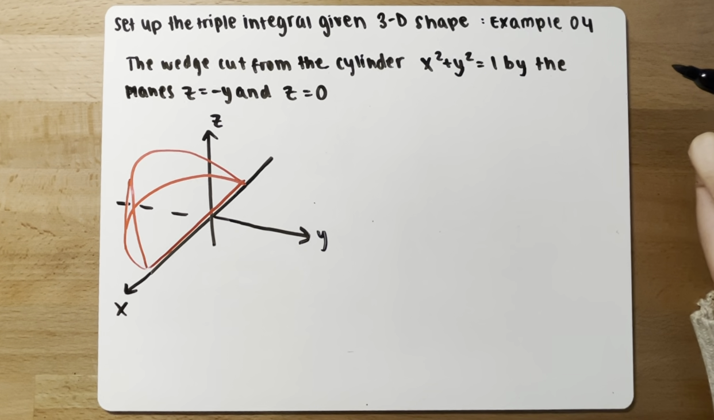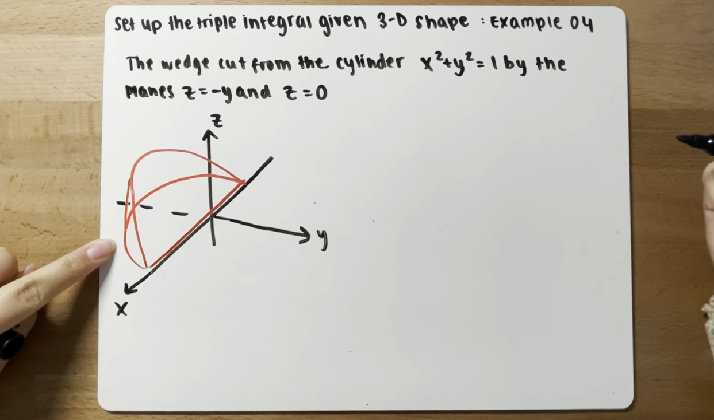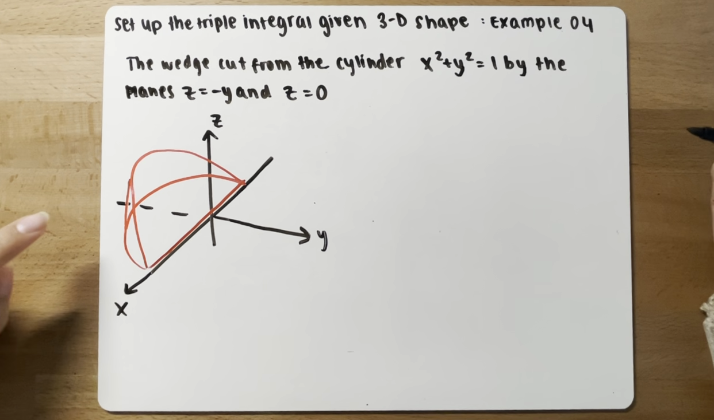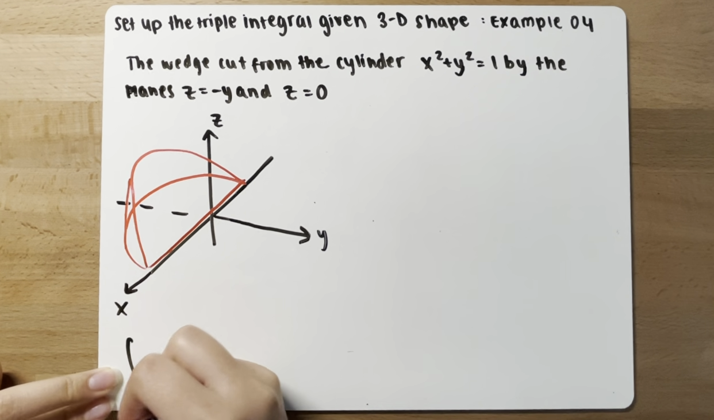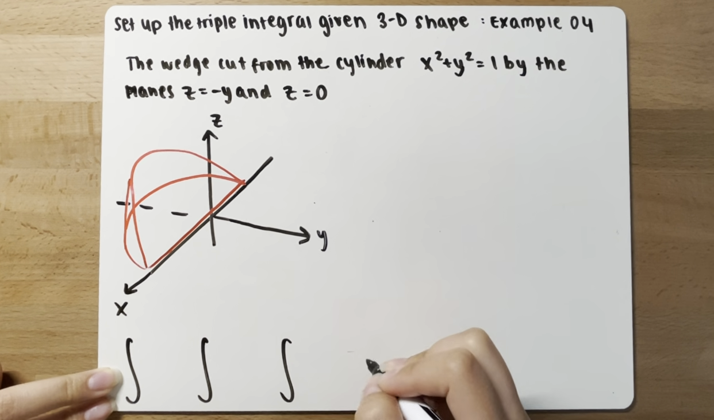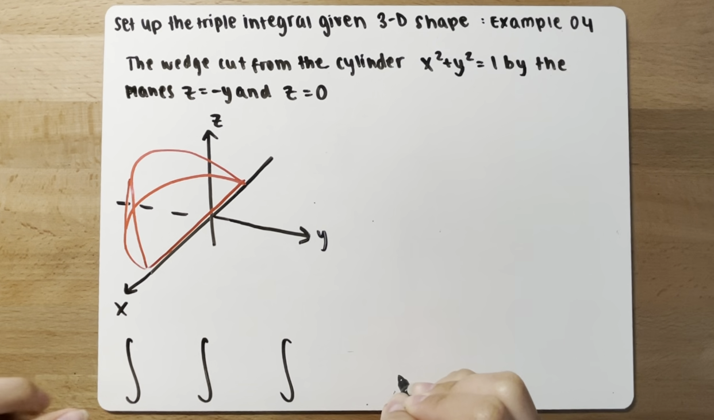In this video, we will do a fourth example for setting up the triple integral given a 3D shape. So we have a 3D shape right here. It says that this shape is the wedge cut from the cylinder x squared plus y squared equals 1 by the planes z equals negative y and z equals 0. So let's begin by setting up this triple integral.